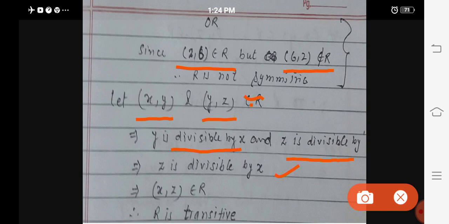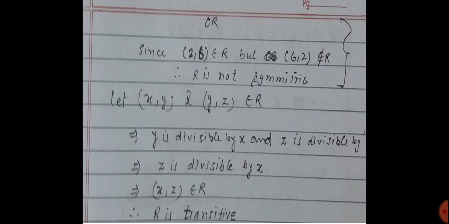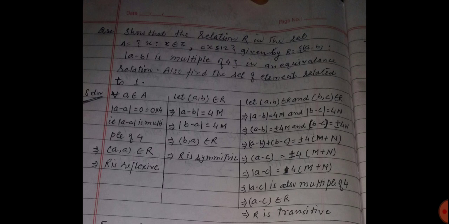Z is divisible by x. It means (x, z) also belongs to R. So we can say that the given relation is transitive. Okay.